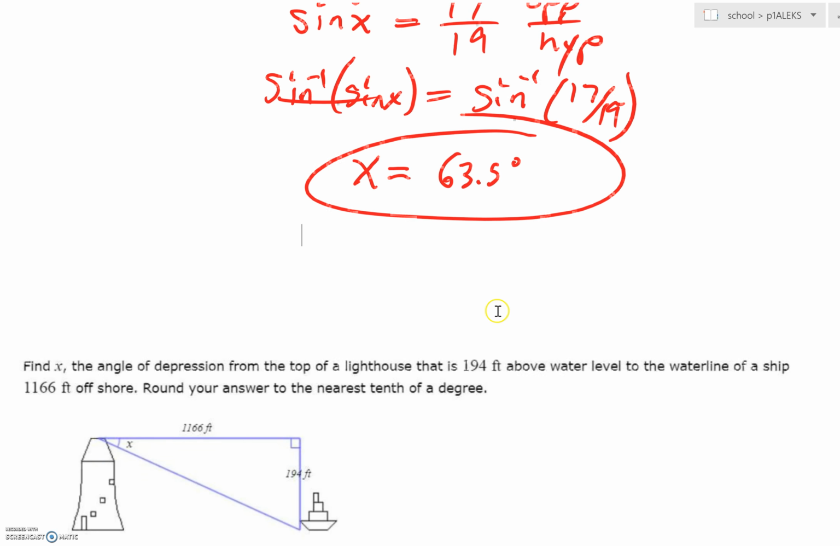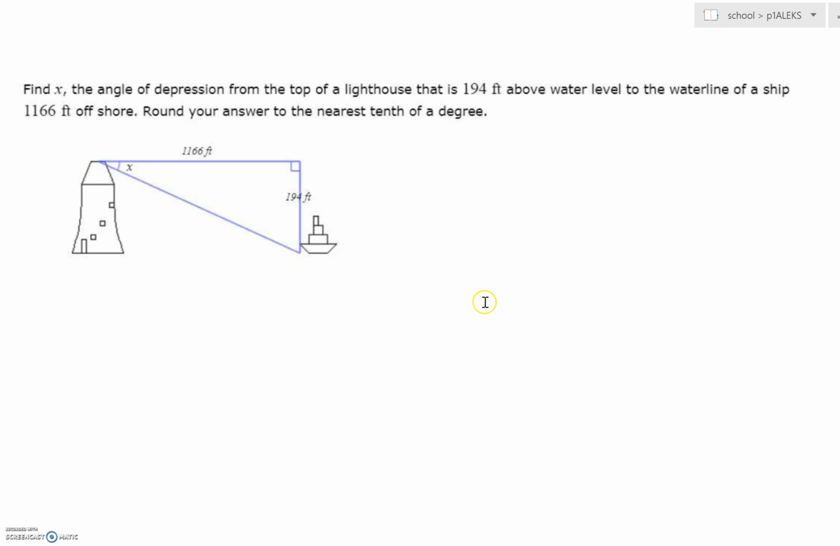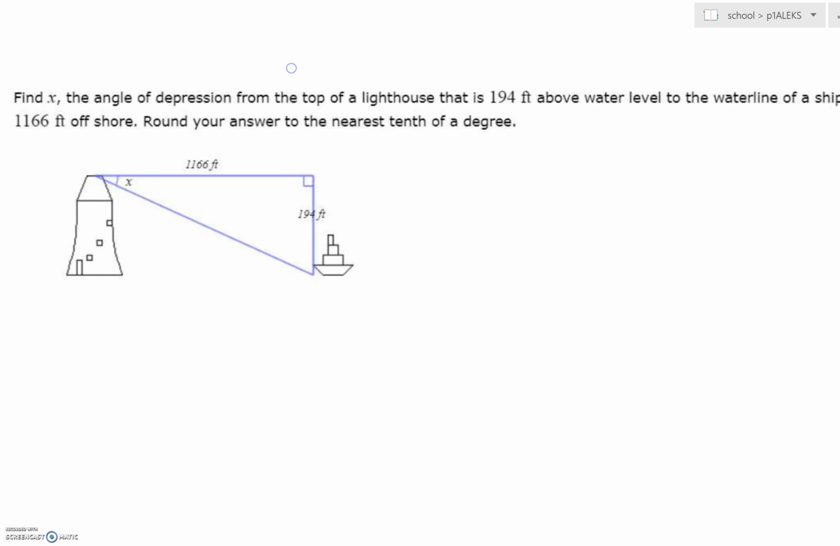Let's real quickly do our last one. This final problem, again, the cool thing is they're going to give you a picture, right? They're going to give you this picture of a lighthouse, and here's a boat, and they're saying find x, the angle of depression. Well, when someone's depressed, they're feeling down. Depression has that downward implication. From the line of sight, you have to look downward to see an object. So they're asking for you to find x.